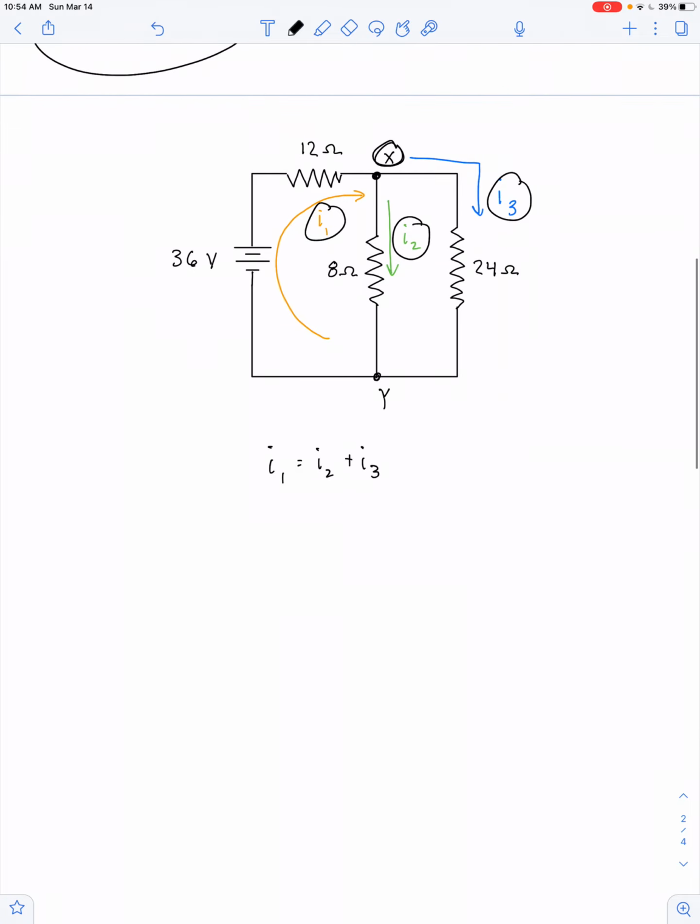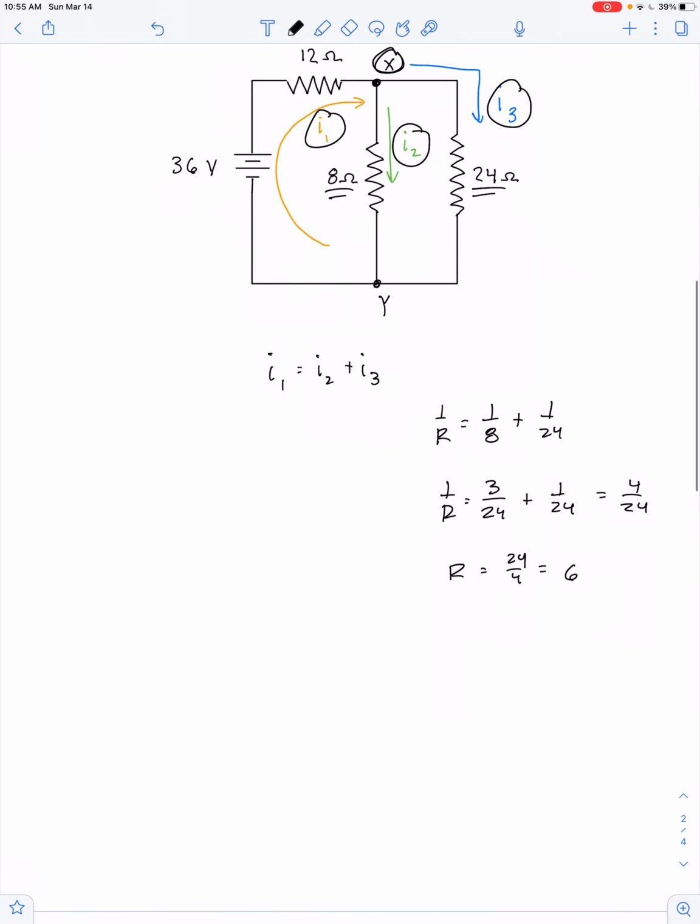Now this happens to be a reducible circuit. Let's see, the 8 and the 24 are in parallel with one another. So we say 1/8 plus 1/24. That's the same thing as 3/24 plus 1/24, or in other words, 4/24. Of course, that's not what the equivalent resistance is. That's the inverse of the equivalent resistance. So the equivalent resistance is 24/4, which is equal to 6.